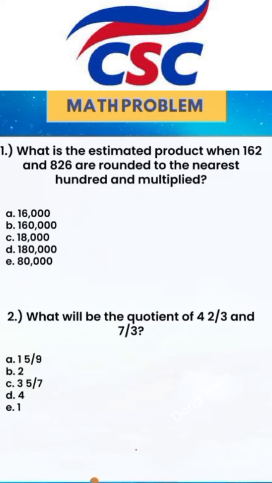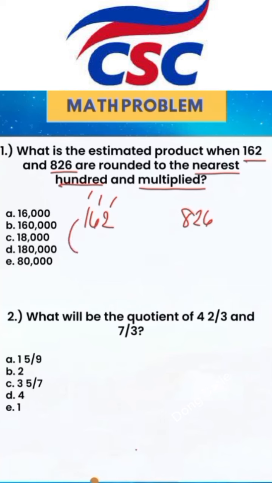Okay, pagdating sa civil service exam, marami po talaga ang math. So, solve po natin. Sabi nga dito, i-round off niyo muna daw itong 162 and 826 to the nearest hundred at saka natin i-multiply. So, 162, i-round off natin yan at itong 826. So, dito, ito yung ones, ito yung tens, at ito yung hundreds, yung 1. So basically, ang i-round off dito sa problem, nearest 100.